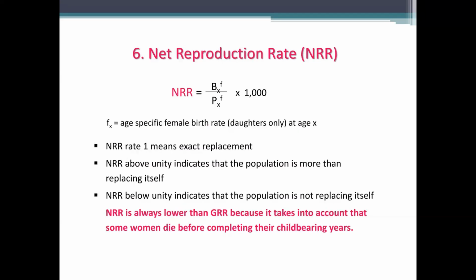The formula for net reproduction rate is given here, where Fx denotes the age-specific female birth rate at age x. An NRR of 1 means exact replacement. NRR above unity indicates that the population is more than replacing itself. NRR below unity indicates that the population is not replacing itself. Now, NRR is always lower than GRR because it takes into account that some women die before completing their childbearing years.